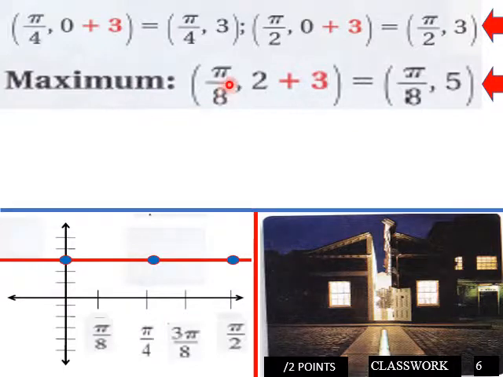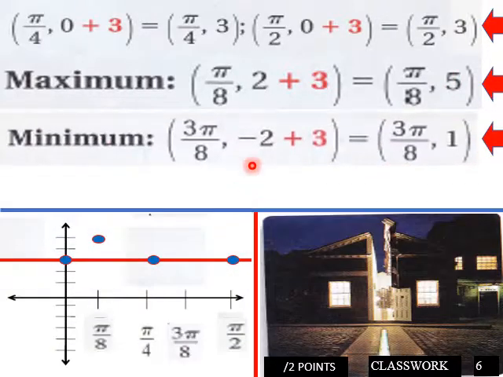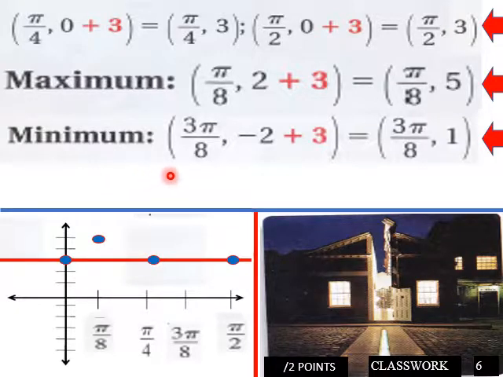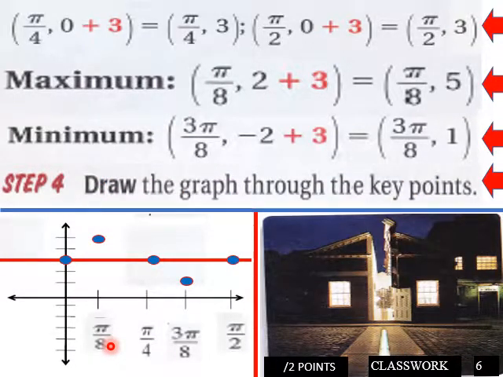Then our maximum would be pi over 8, 2 plus 3 equals pi over 8, 5. That would be our max there. And then our min would be 3 pi over 8, negative 2 plus 3, so it would be 3 pi over 8, 1, which would be down here. So we got 5 points here, yes? So draw the graph through the key points. So there is our sketch there of the graph.